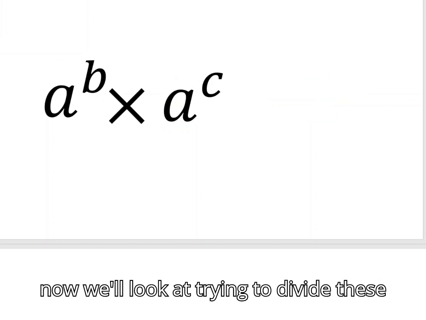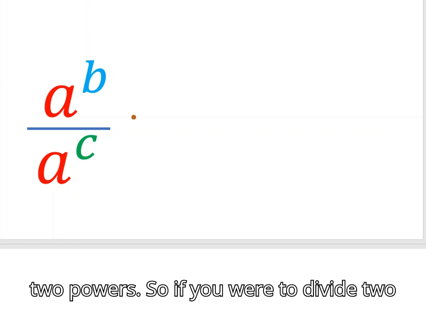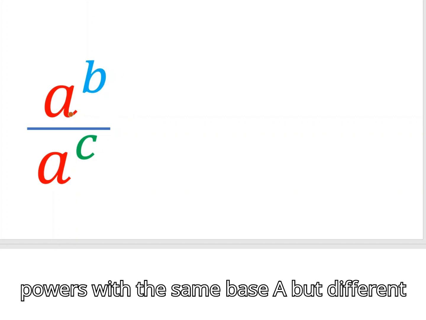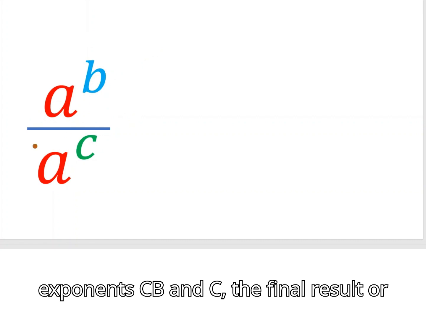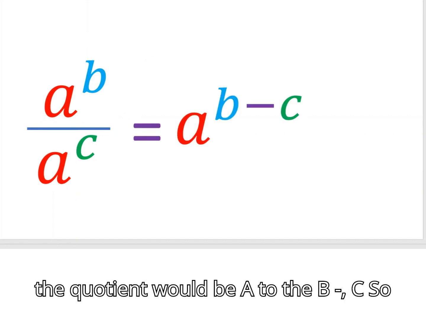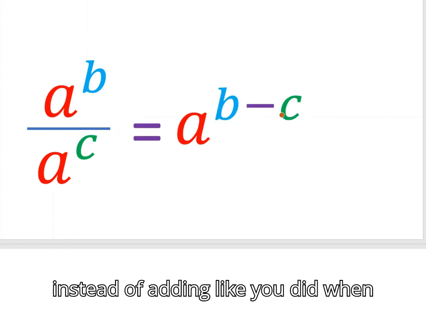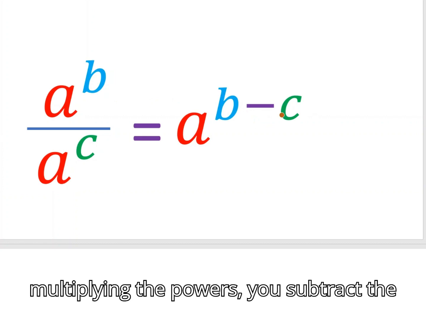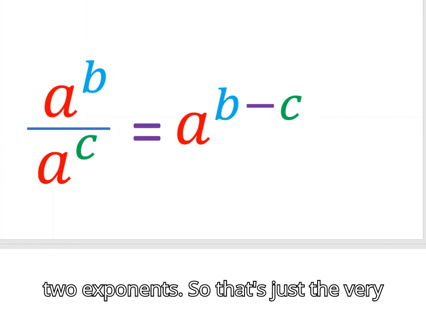But now we'll look at trying to divide these 2 powers. If you were to divide 2 powers with the same base a but different exponents b and c, the final result, or the quotient, would be a to the b minus c. So instead of adding, like you did when multiplying the powers, you subtract the 2 exponents. So that's the very first rule.